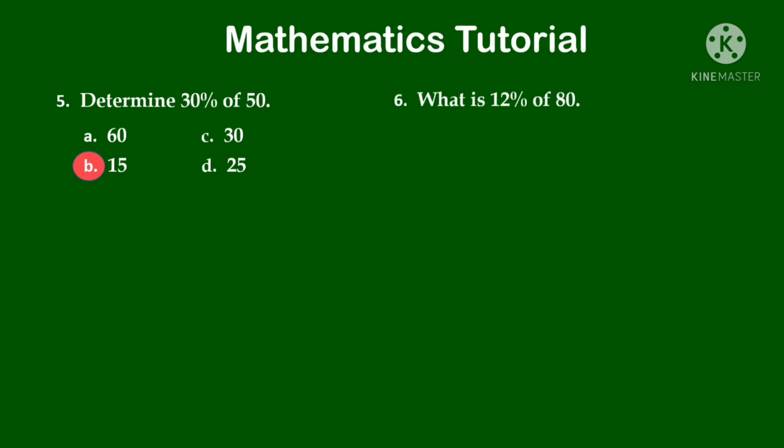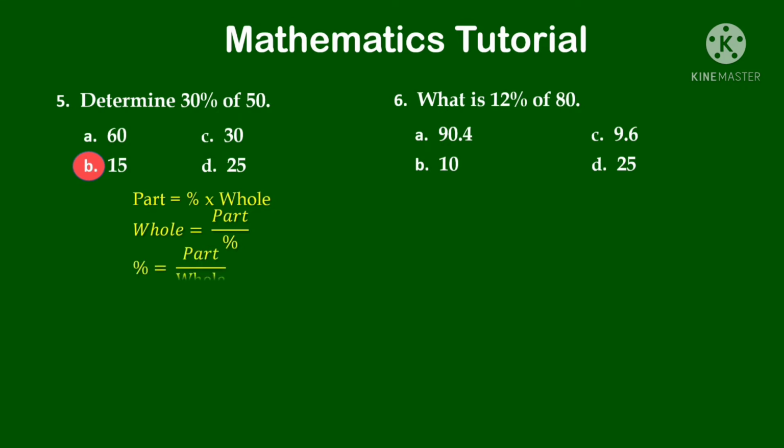Number 6. What is 12% of 80? A, B, C, and D. In this particular problem, we can have a formula of part equals percent times whole, or we can transform it into whole equals part divided by percent, or percent equals part divided by whole. Since number 6 is asking for the 12% of a whole, we need to use the part equals percent times whole formula.